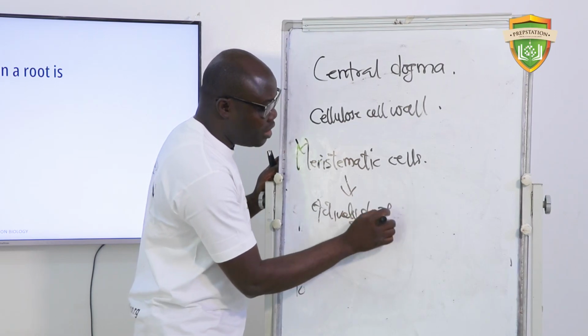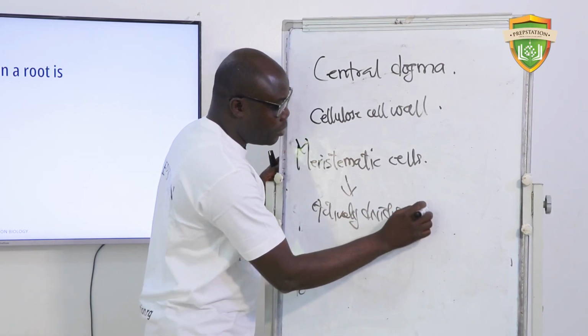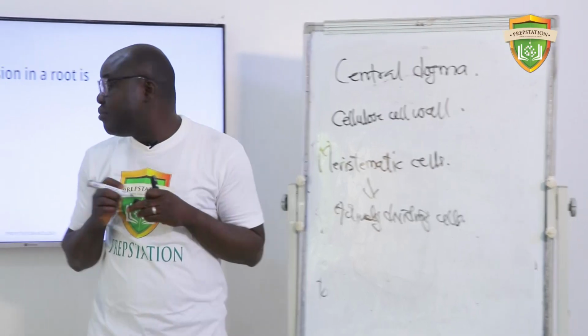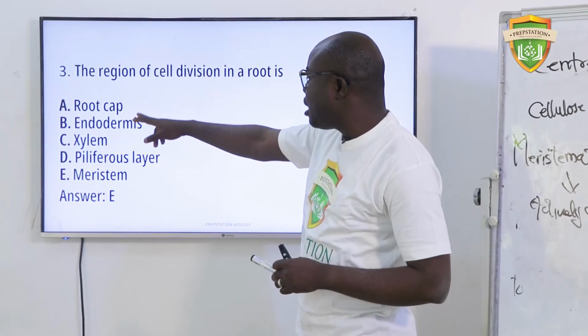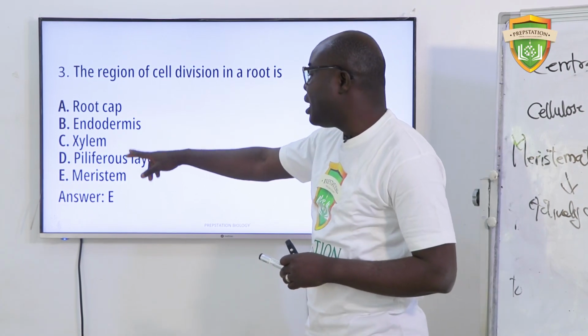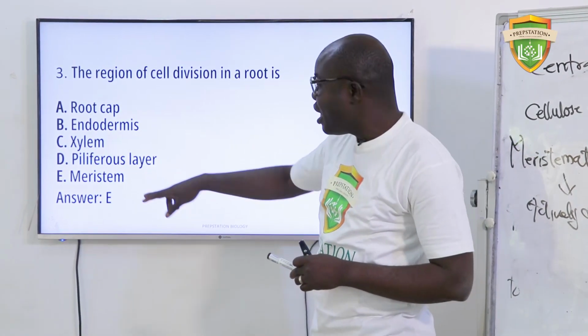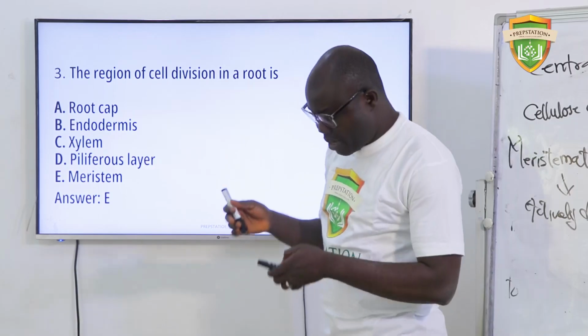They are actively dividing cells. Is that clear? So the answer for this question is meristem. It's not the root cap, it's not the endodermis, not the xylem, not the piliferous layer, but the meristem.